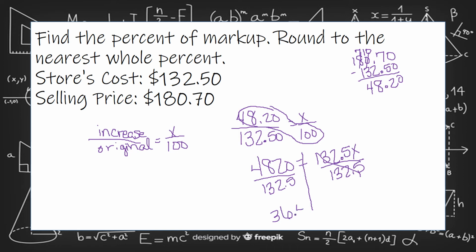And you do get 36.377, 36.4, and this tells us to round to the nearest percent.